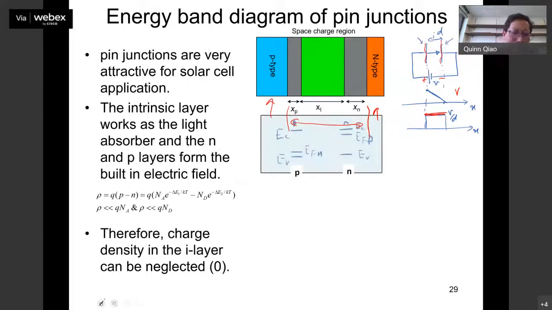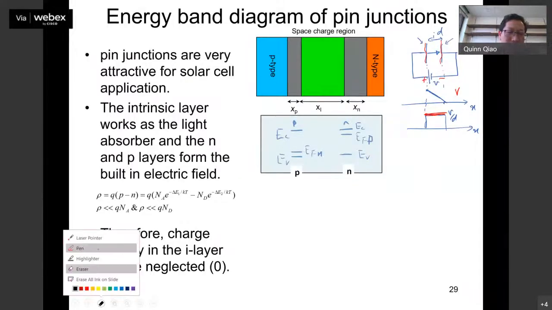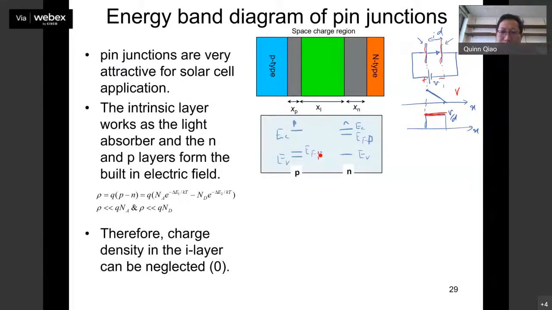Let me remove this. You see on the P layer you have EFP. Let me correct this, there's a typo there. This is P, and this is N. That's what was written wrong.